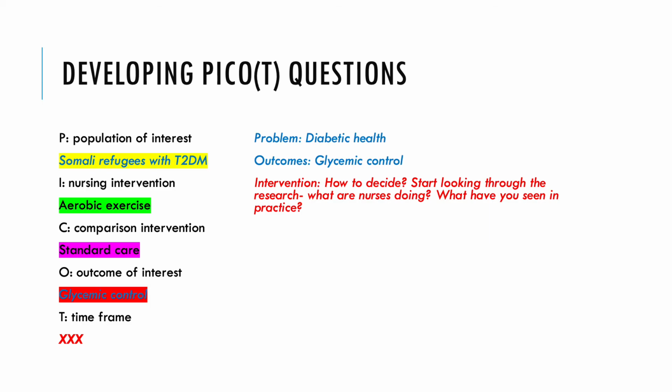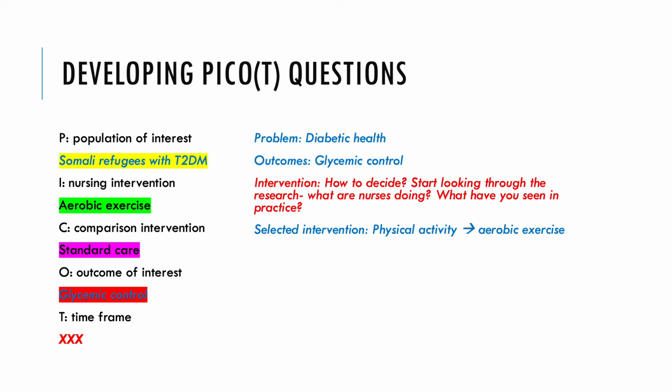So I can begin to fine-tune my PICO question, and it should be based on the available research. In this case, I chose to say aerobic exercise as my nursing intervention. Now you might say, a nurse can't aerobic exercise a patient. And you're right in a literal sense, but we can make those recommendations to patients and support them as they perform aerobic exercise. So it actually would qualify as a nursing intervention.